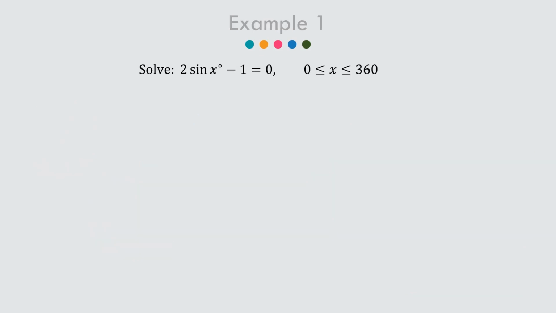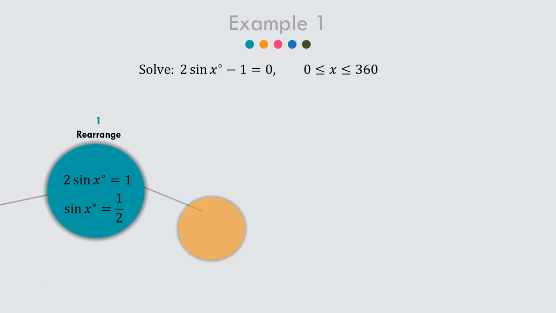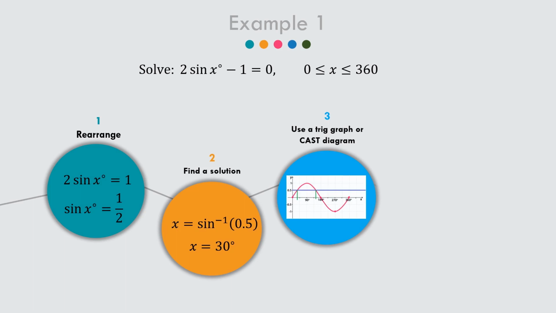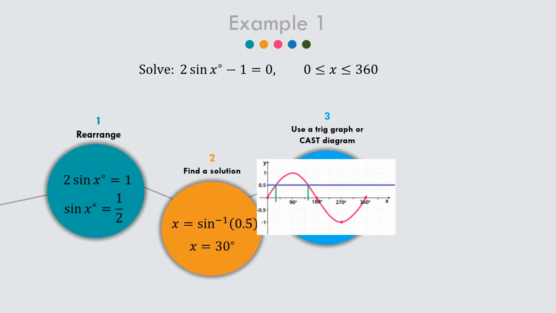Example 1. Can we solve 2 sin x minus 1 equals 0 for the range 0 to 360? First step, rearrange. Second step, use your calculator to find one of the solutions. Step 3, use a trig graph or a cast diagram to find the other answers. Let's take a look using a trig graph.